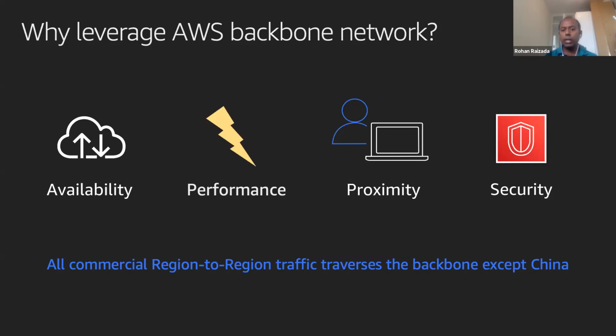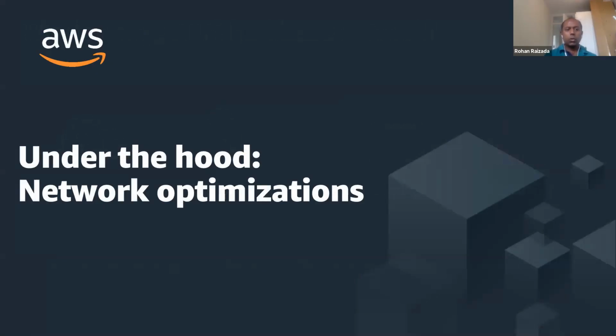And once it's on the backbone network, we know and manage it, and we are taking responsibility for the security of it. And one of the other important things, as you already see here, is that all of the backbone traffic, all the region-to-region traffic, uses this backbone network, except for China as well. So with that said, let's take a look at some of the network optimizations that we are doing.